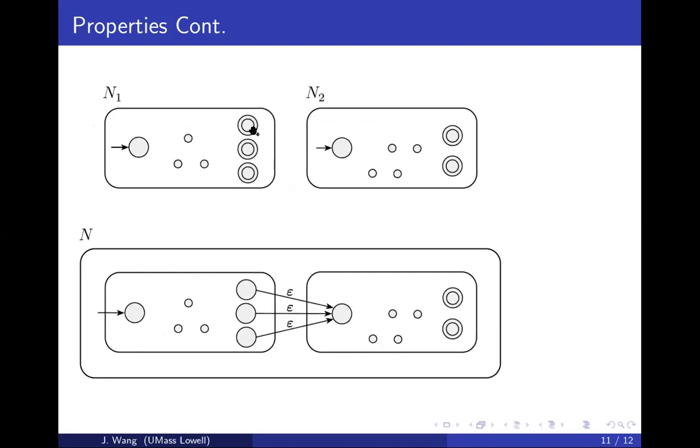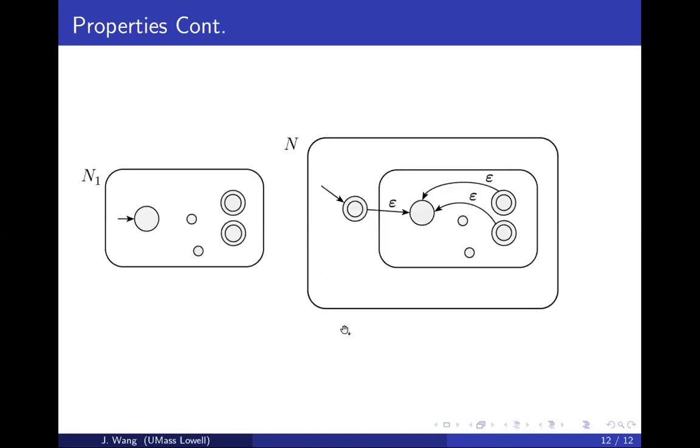Likewise, for concatenation, we can say this is the first one, this is the second one. We just convert all of these accept states and make a link. So this is all epsilon, just go into this. That's it, very straightforward. And for star, what we just need to do is put back an empty string transition, so let's loop. That's what we have here.